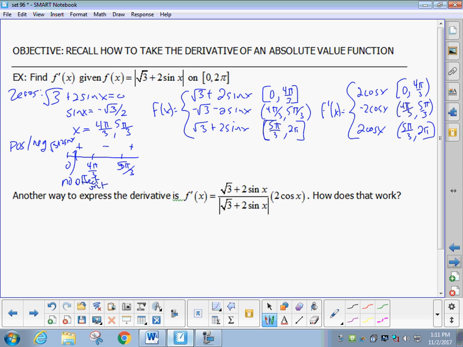Okay, now that's cool, and I gotta say that's by far the most common way to do absolute value driven piecewise. But there is a lesser known, kind of more fun way to do absolute value derivatives. This is another way to do the derivative of that absolute value function without going piecewise. How does it work? Logarithmic. Let people think about it a second, then we'll talk.